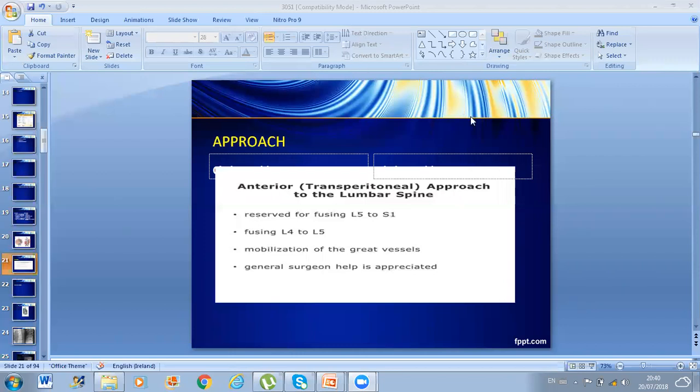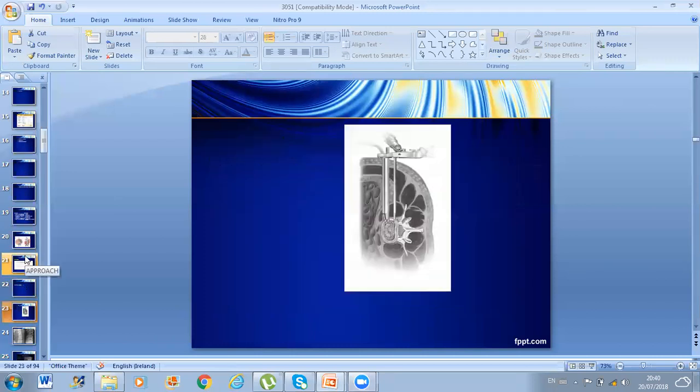Okay, so the anterior approach is reserved for fusing L1, L5 to S1. You have to mobilize the great vessels for it, and you need to take help of general surgeons. So who will tell me the anterior approach? Okay, in the anterior approach, basically we use a radiolucent table like the Jacksonian table.